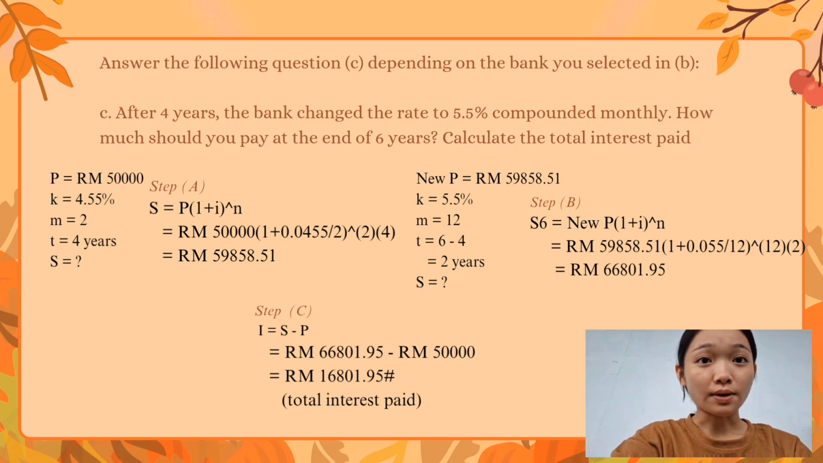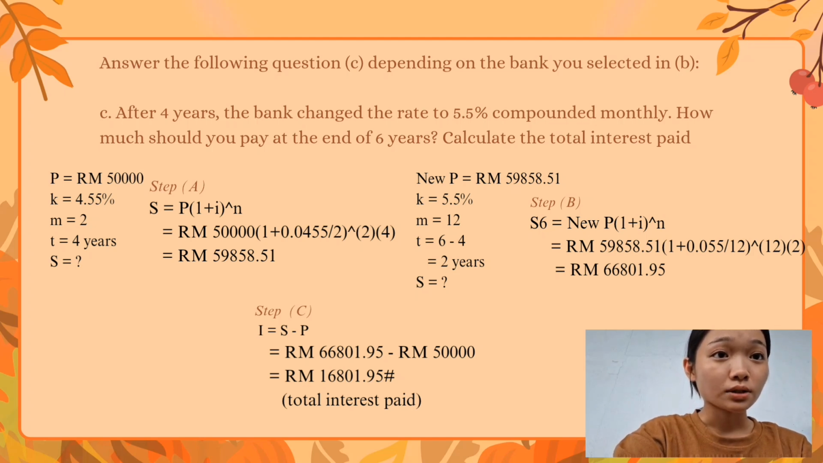Key formula for step A is S equals P open bracket 1 plus I close bracket power n, equals 50,000 ringgit, open bracket 1 plus 0.0455 over 2 close bracket power, open bracket 2 close bracket, open bracket 4 close bracket, equals 59,850 ringgit and 51 cent. This is the compound amount for 4 years. Next, we find the new P, equals 59,858 ringgit and 51 cent.